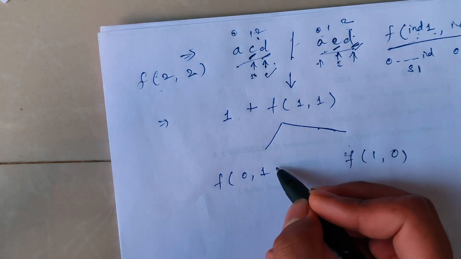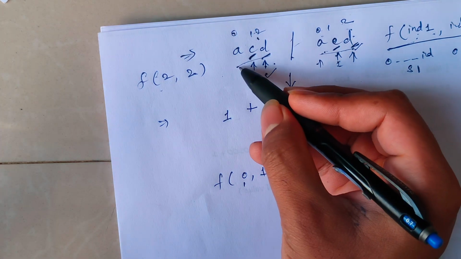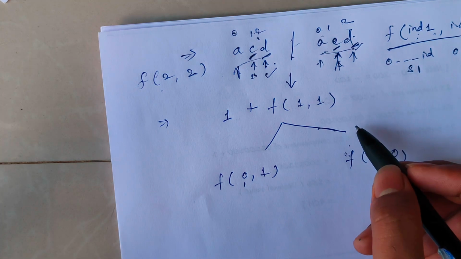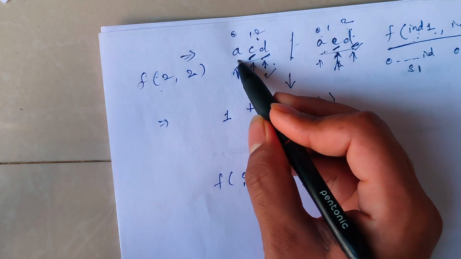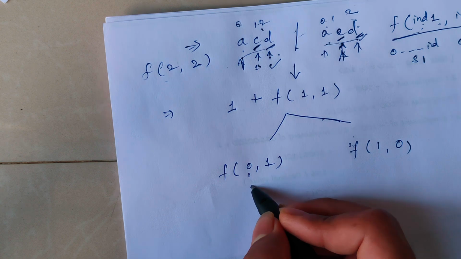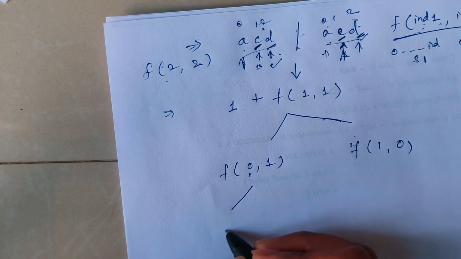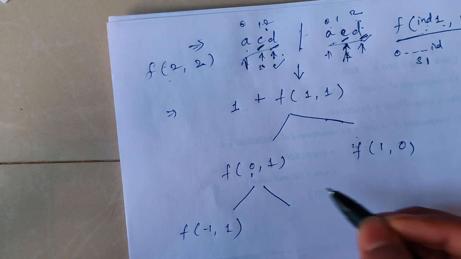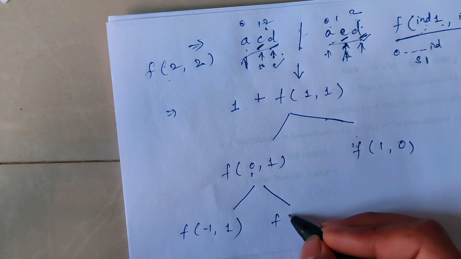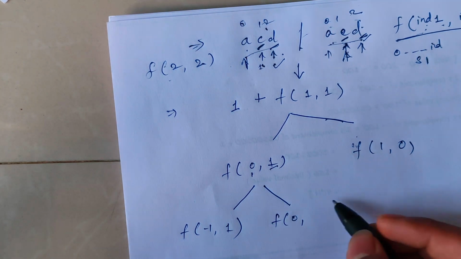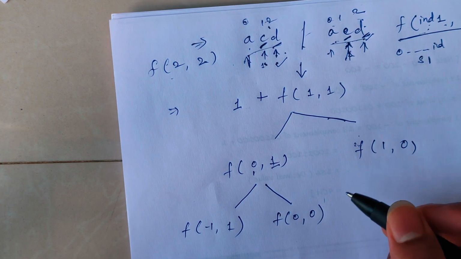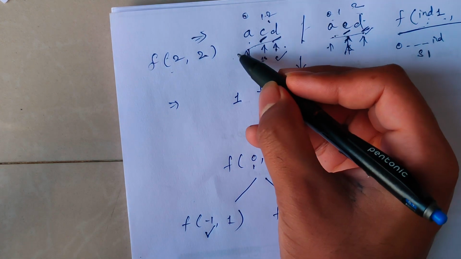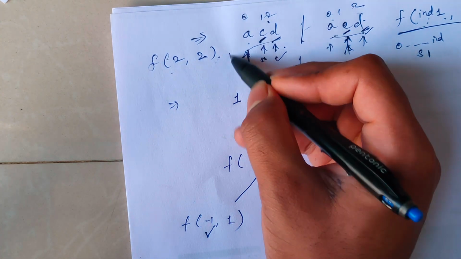Now in this case we are standing at 0 and 1. This 0 and this 1, right? So E and A are not equal. So let's shift the first left pointer. So f of minus 1 and 1. And another exploration could be f of 0 and 0, decrementing this one, right? So here minus 1 means this pointer is here.